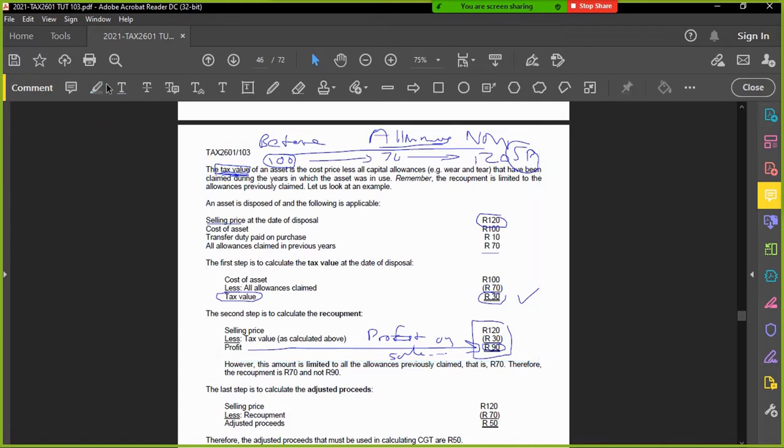Why is it not highlighting? Let's try that again. Here. Ooh, it highlighted too much. Okay, I only wanted to highlight the 70.